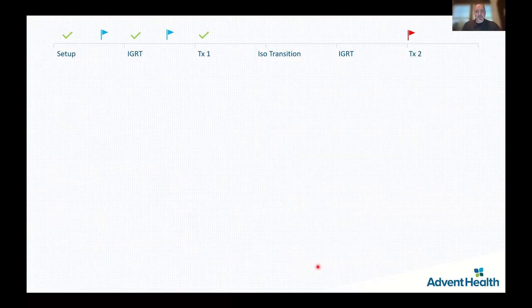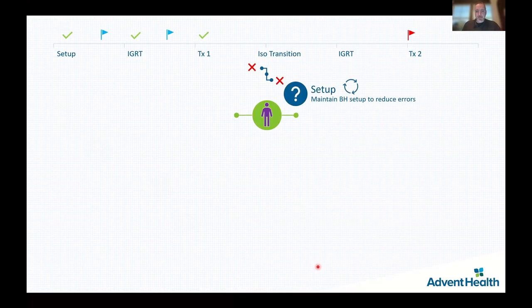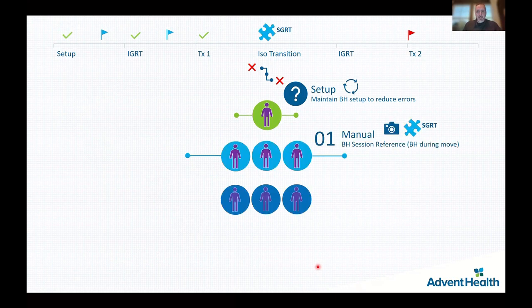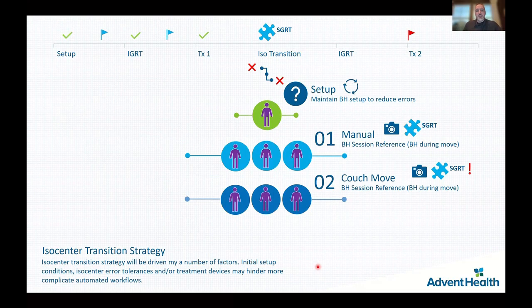After the first isocenter is treated, we need some sort of isocenter transition of moving the 6-DOF corrections from one isocenter to another. That is currently not possible on a TrueBeam. So we have to use SGRT again to maintain the setup under breath hold from one isocenter to the other. There's two strategies. There's a manual strategy and an automated strategy. The automated strategy comes with some challenges if you're using a 6-DOF couch. So in this case, we chose the manual strategy.